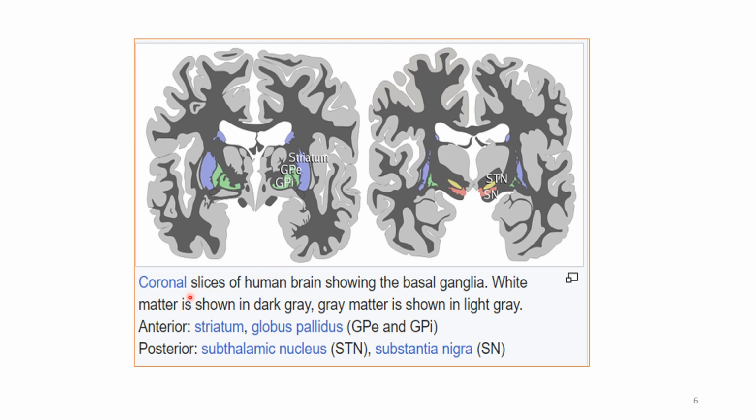Here it is showing coronal slices of the human brain, which is showing basal ganglia. So anteriorly you have striatum and globus pallidus. And posteriorly you have subthalamic nucleus and substantia nigra.